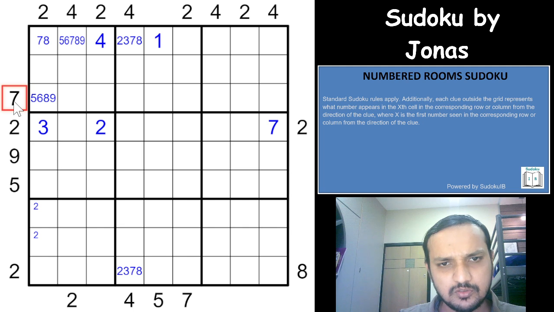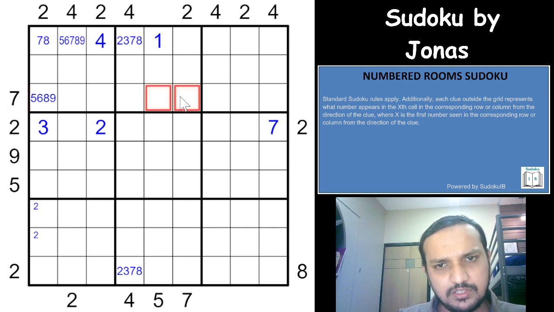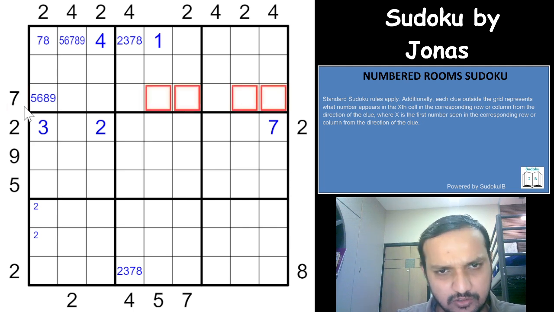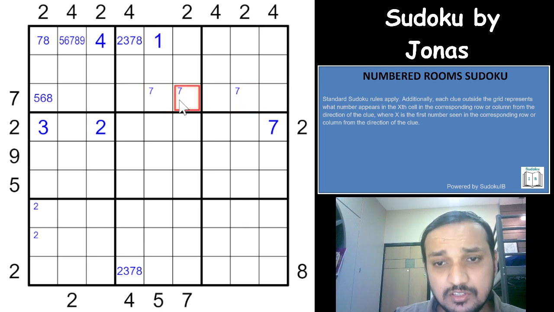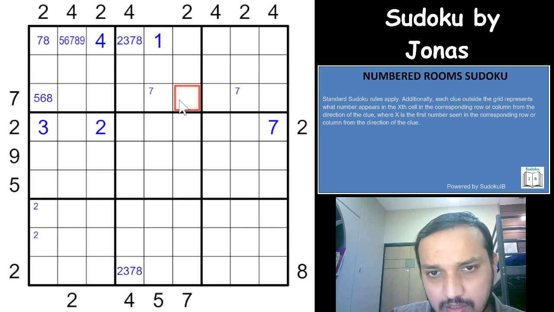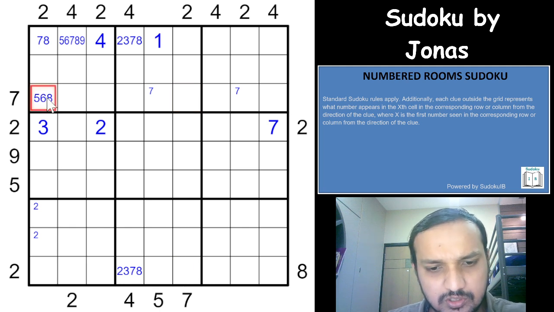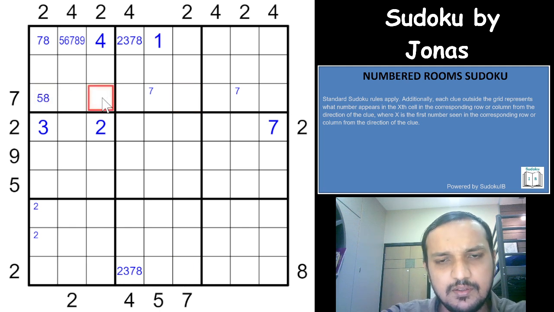7 is not possible because it's 7 here. So it is 5, 6, 8, 9. 9 is also not possible. So it is 5, 6 or an 8. That gives you 7 in one of these 3 cells. 7 is not possible here as well, because then this also would have to be a 7. So 6 is also not possible, 5 and 8.